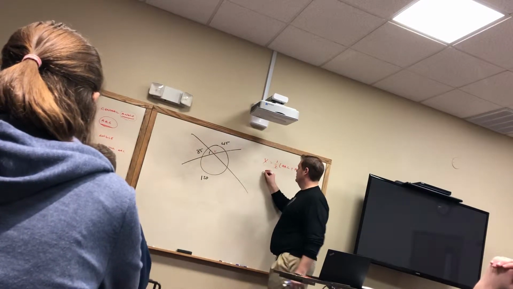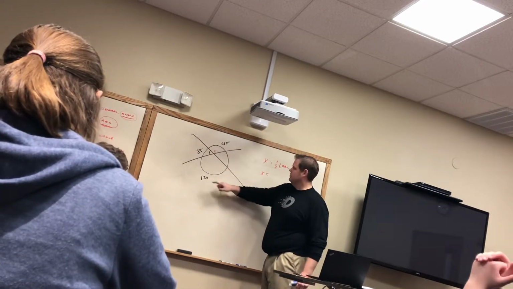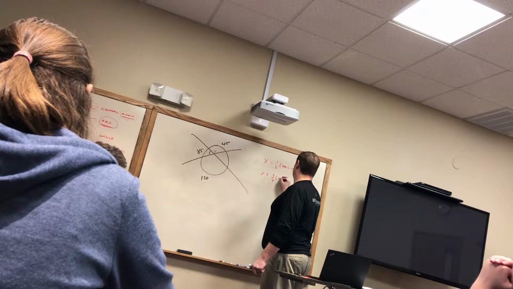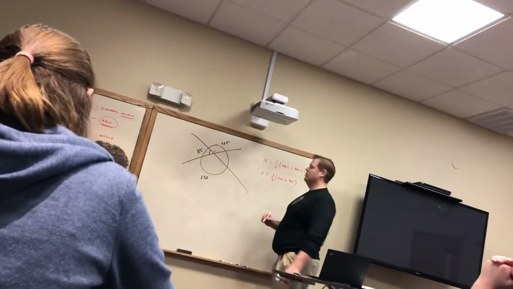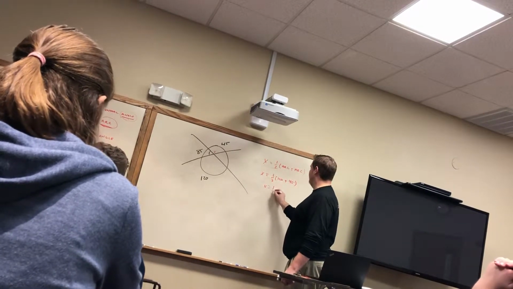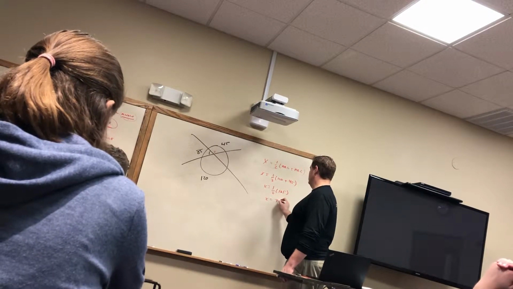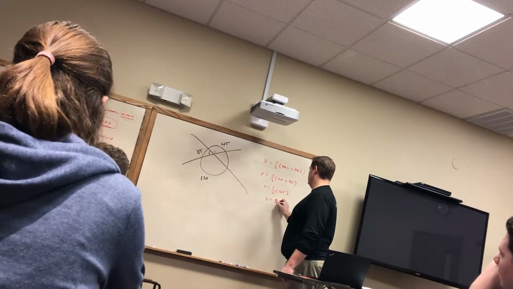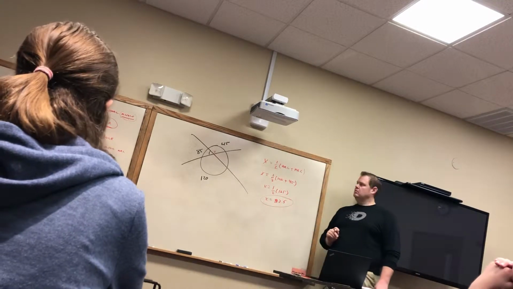So what's my arc? 120. And 45. And what's my other arc? 45, which is 165. So x equals 1/2 of 165, which is 72 and a half. My master's correct. Which is not. 82.5. Everybody good?